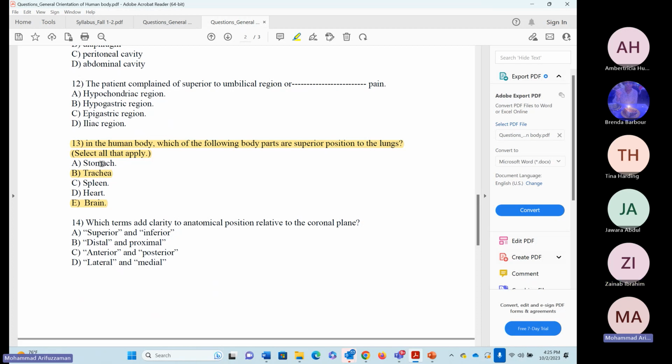What about the stomach and spleen? Inferior, because the stomach is within the abdominal cavity and the spleen is also in the abdominal cavity. So these are inferior. And what about the heart? In between the lungs. That is called the mediastinum.